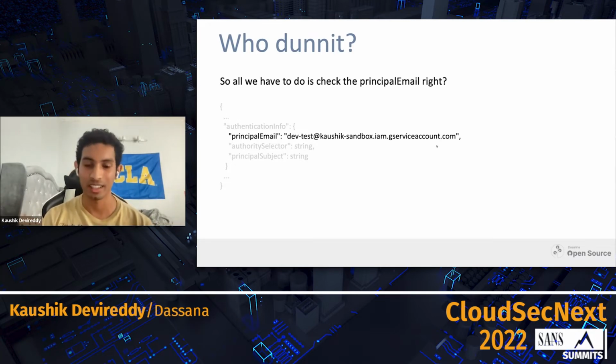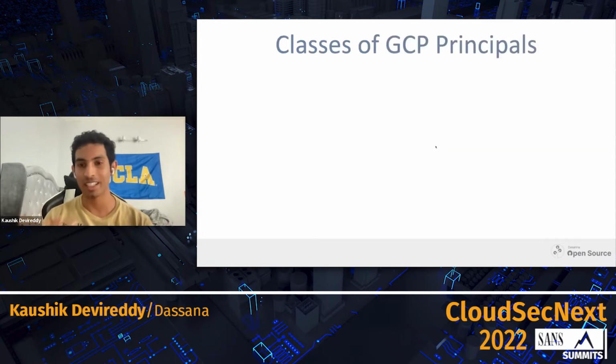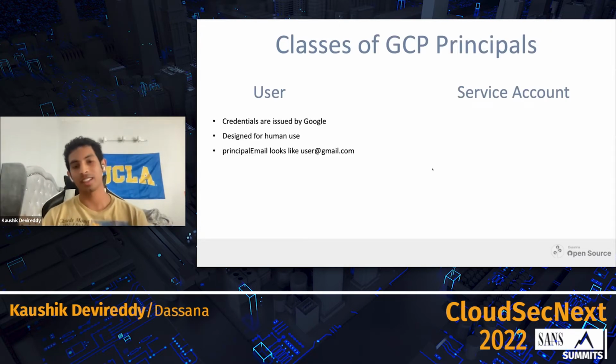So to answer this question, we're going to have to take a look at the classes of GCP principals. There are two main classes, users and service accounts. Users get their credentials issued by Google, which means they have to hit the Google Identity server. Typically, they're OAuth 2 tokens, and they're designed for human use. So if a user took an action that created a log, the principal email would look like, again, kdev@ucla.edu, kaushik@dassana.io, etc., like human readable emails.